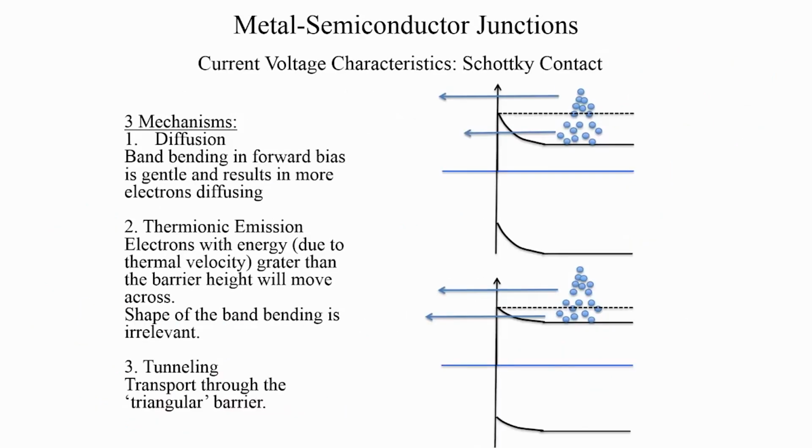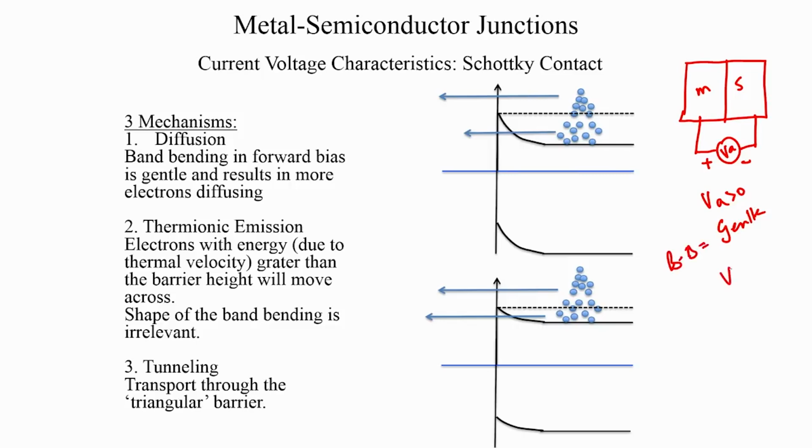Now let us look at the current voltage characteristics through a Schottky contact. We have seen that by applying a bias voltage to the metal semiconductor junction, we can alter the band bending by varying the applied voltage VA. When VA is greater than 0, the band bending becomes more gentle, and when VA is less than 0, the band bending gets more steep, as compared to the equilibrium value. Equilibrium lies somewhere in the middle, which we just call normal band bending.